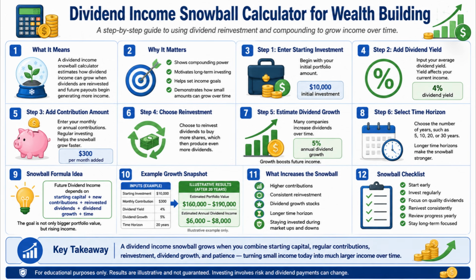After that, the second step is to add the dividend yield. This represents the percentage of income your portfolio generates each year from dividends. For instance, if the average dividend yield is 4%, then that yield determines the current dividend income your starting capital can produce. Therefore, the dividend yield becomes an important input in the calculation.